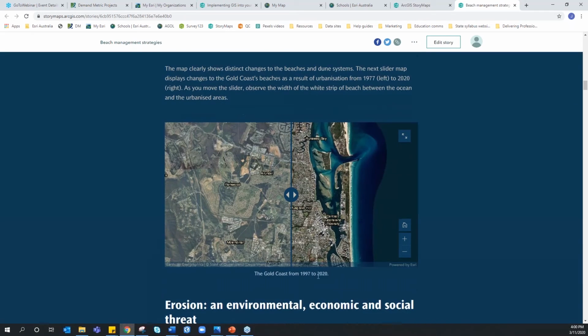And again, from 1997 to 2020 this time, just showing again how land use has changed over time. So a really great and simple tool, and it doesn't actually require too much effort to pull up some old satellite imagery in ArcGIS and compare the two as well.